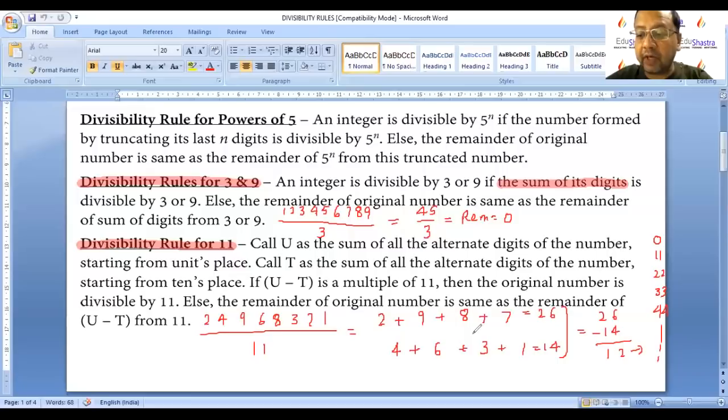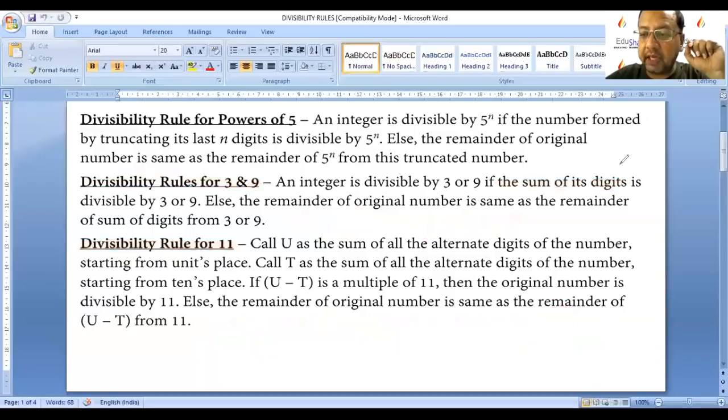Now, if I want to ask you what is the remainder? So what is the remainder? You will get the same remainder when you divide this difference by 11. So when 12 is divided by 11, the remainder is 1. So when you divide this number by 11, you will also get the remainder as 1, right? So these are the rules for the power of 2, power of 5, for 3, for 9, for 11, right?